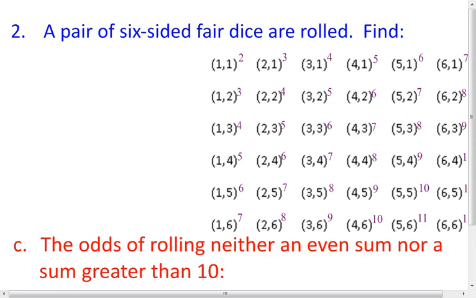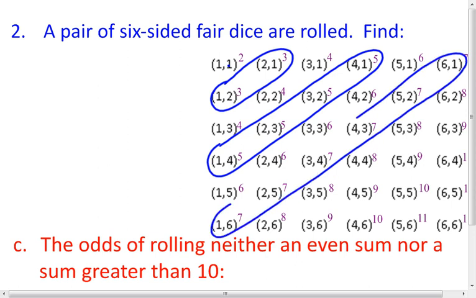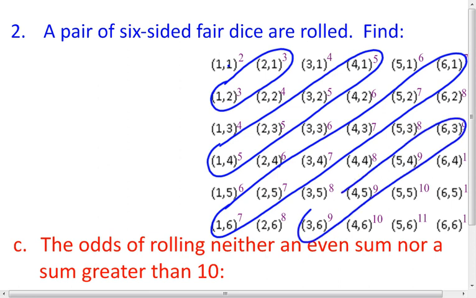All right, a pair of 6-sided dice are rolled. Find the odds of rolling neither an even sum nor a number greater than 10. So it can't be even and it can't be a sum greater than 10. Well, this is even, so that doesn't count. This is not even and not greater than 10. These are not even and not greater than 10. And these are not even and not greater than 10. And these are not even and not greater than 10.